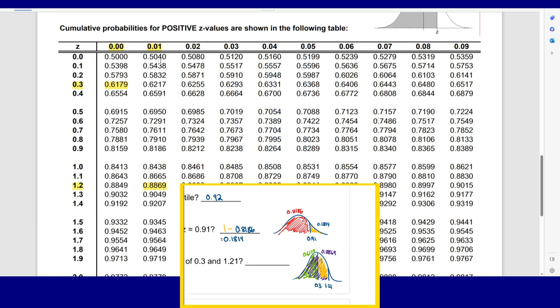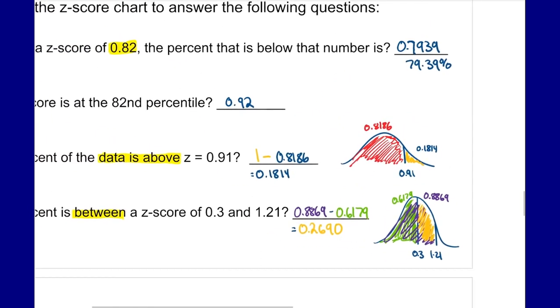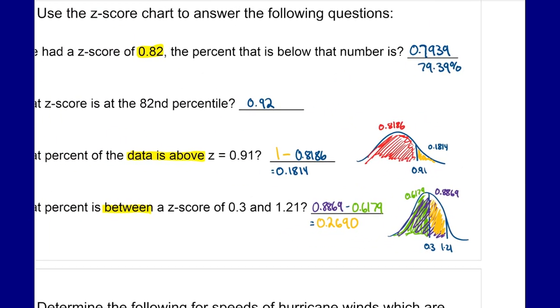So what I'm going to do is 0.8869. I'm going to subtract the lower percentile, 0.6179. And that will give me the value of just in between them. We'll go back to it because we don't need the table anymore. We will get 0.2690. So basically 26.9% of the data falls between z-scores of 0.3 and 1.21.